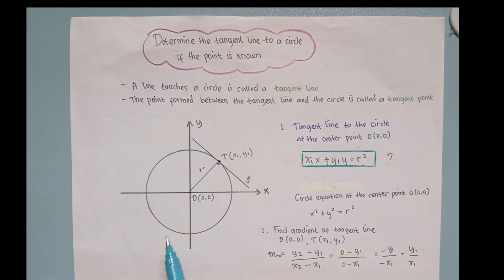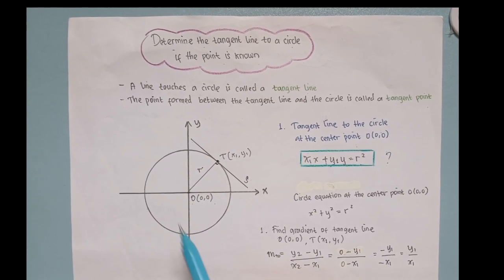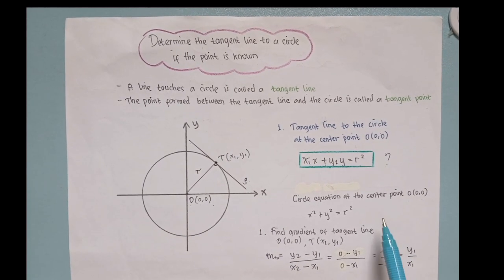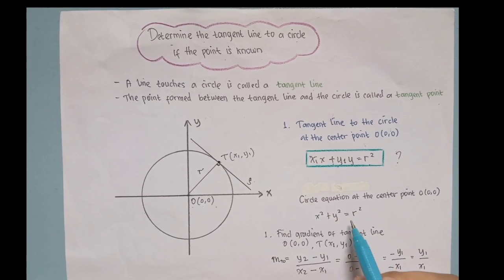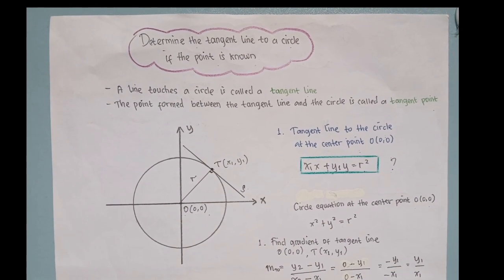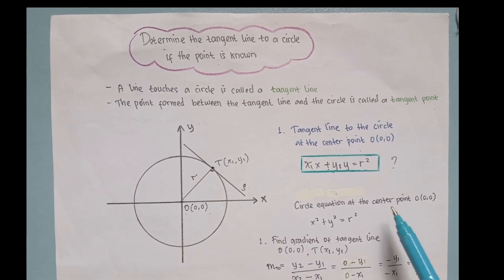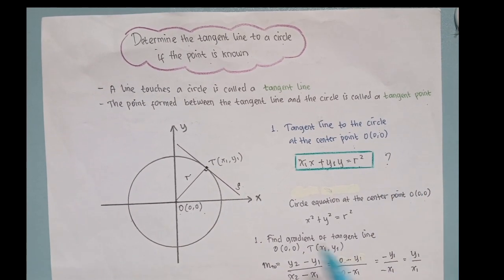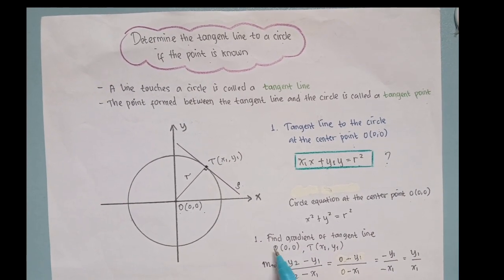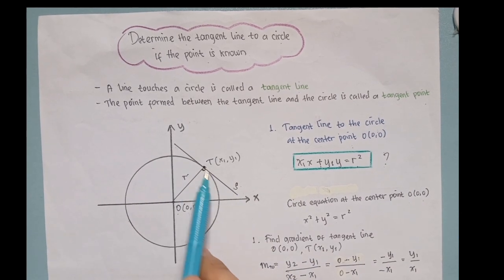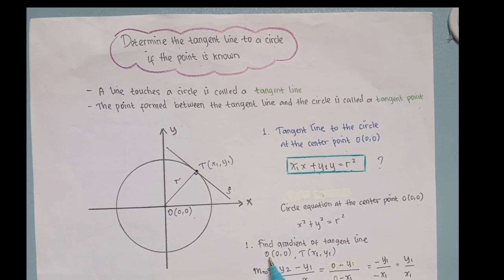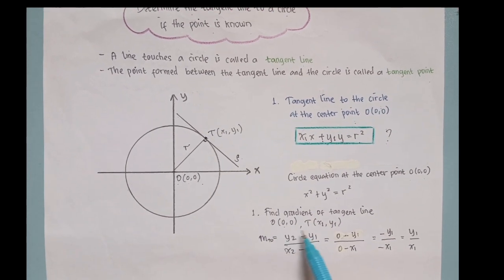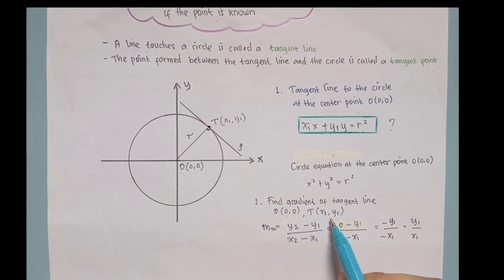So in this situation, the circle equation at the center point O(0, 0) is x squared plus y squared is equal to r squared. So first, we can find the gradient of the tangent line. We must know what the gradient of the tangent line is. We know the point O is (0, 0) and point T is (x1, y1).